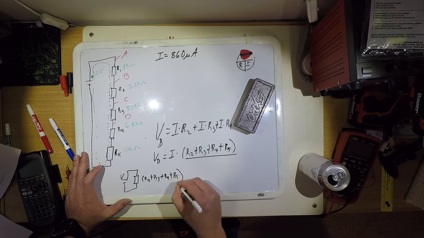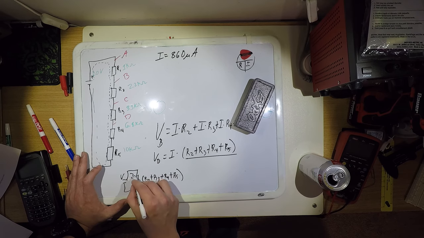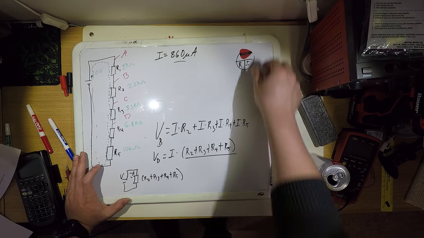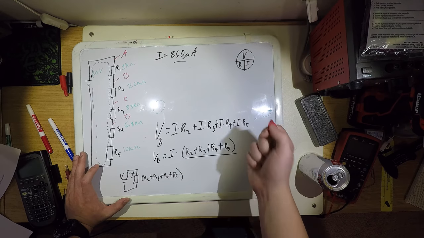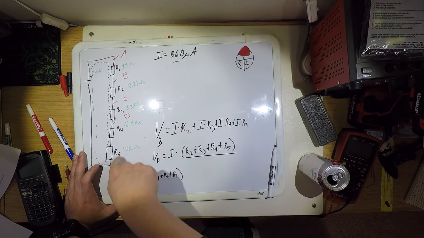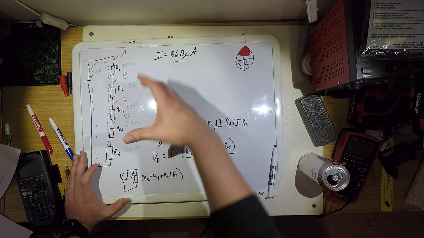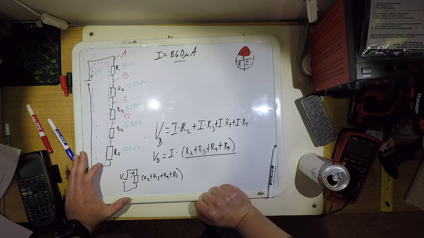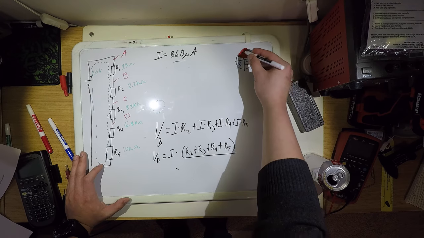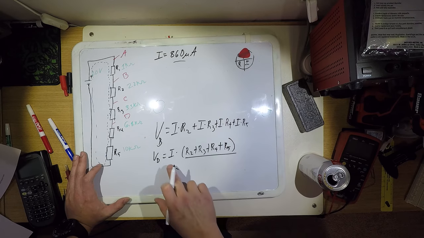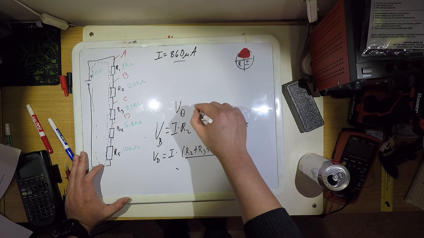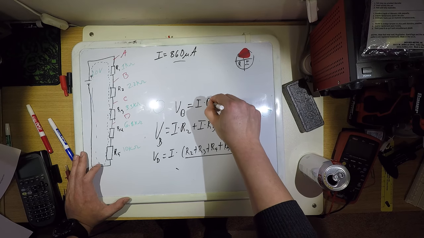plus R5. You have this resistance over here, and you have a current, I, which is that over there. What is going to be your voltage? Your voltage is I times R. R in this case is not any single one of these, but it is all of them. So VB is equal to I times R.